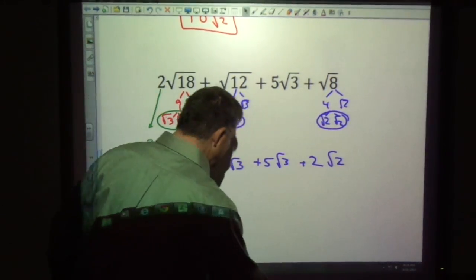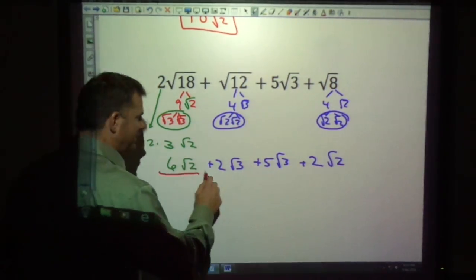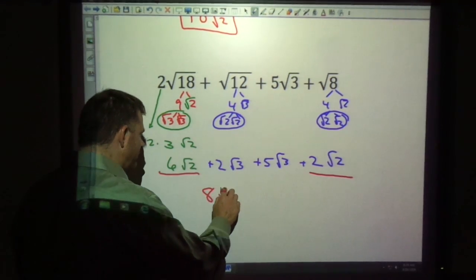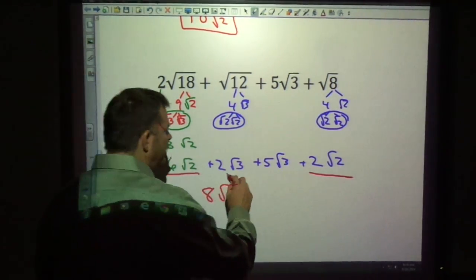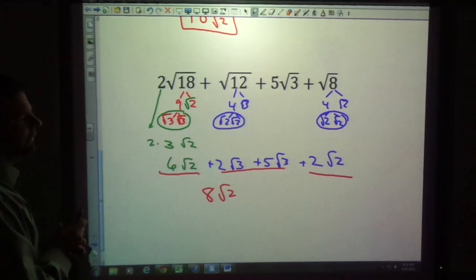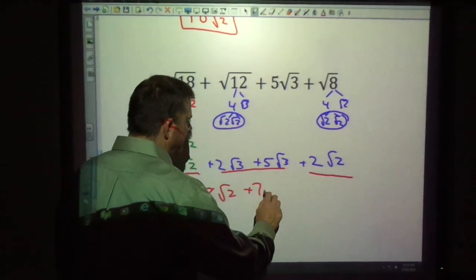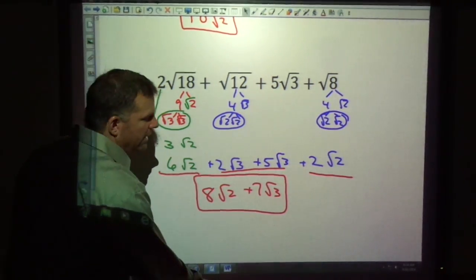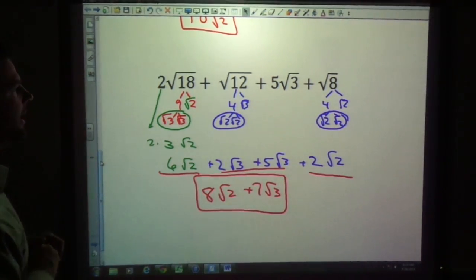So let's put together the ones that are like radicals. The 6 radical 2 and the 2 radical 2. We have a total of 8 of these radical 2's. And then here we've got 2 radical 3's and 5 radical 3's, and that gives me a total of 7 radical 3's. If you got this answer right before you watched me, congratulations, give yourself a pat on the back.